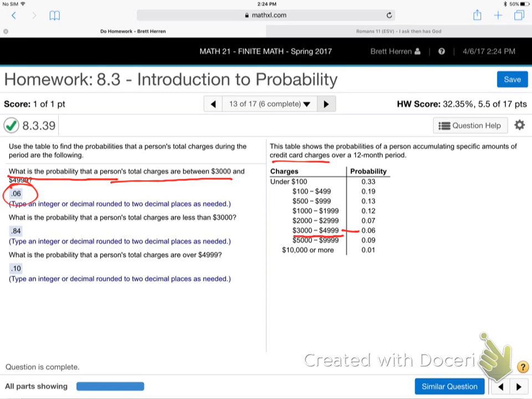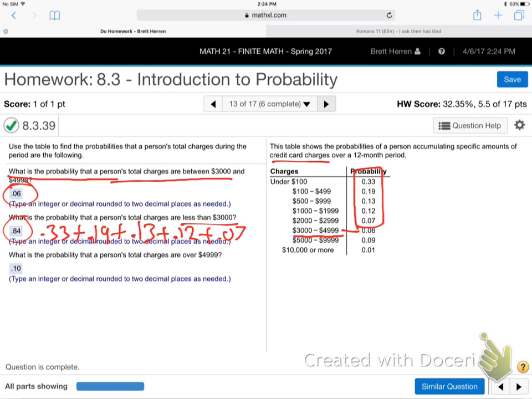What is the probability that a person's total charges are less than 3,000? Less than 3,000 would be all of these added up because they're all $2,999 or less. So you need to add up 0.33, 0.19, 0.13, 0.12, and 0.07. And that comes out to 0.84. 84% chance that somebody has less than $3,000 on their credit card.